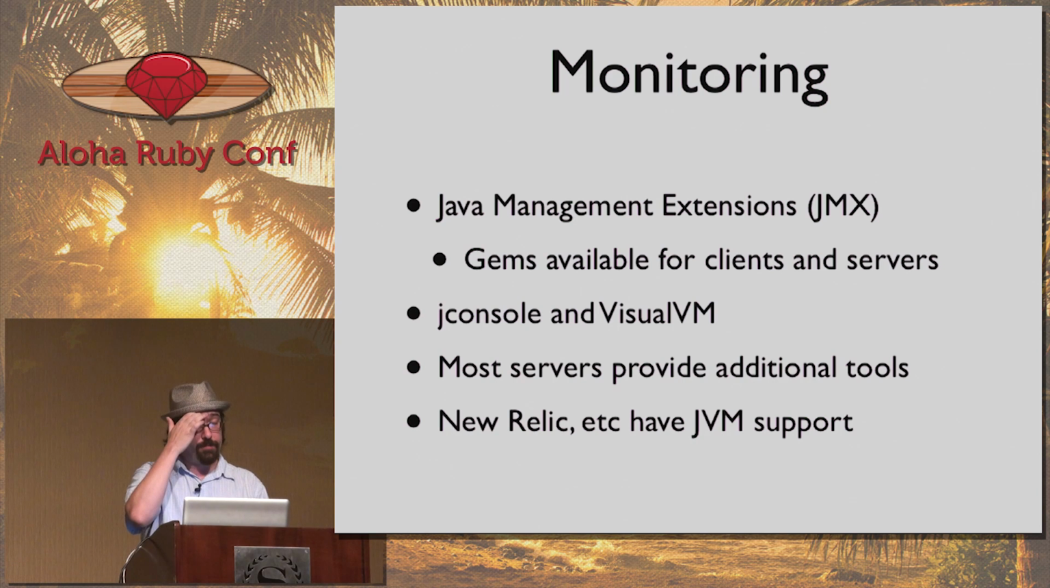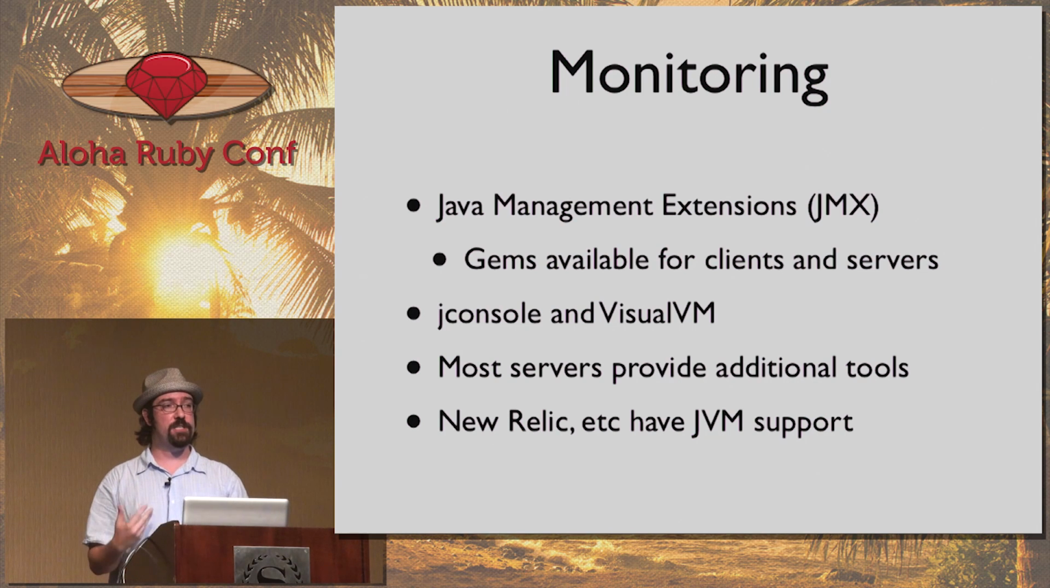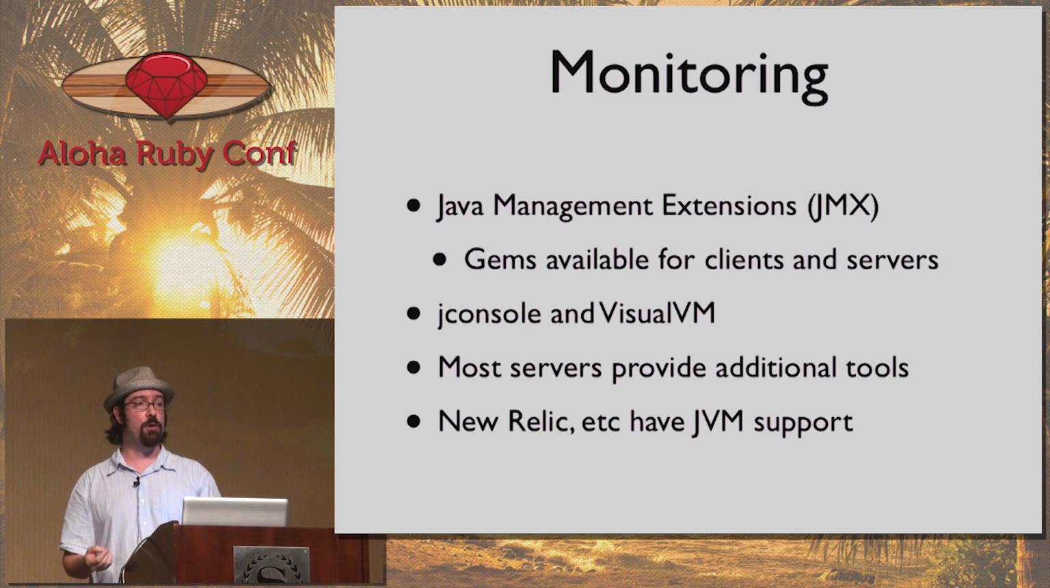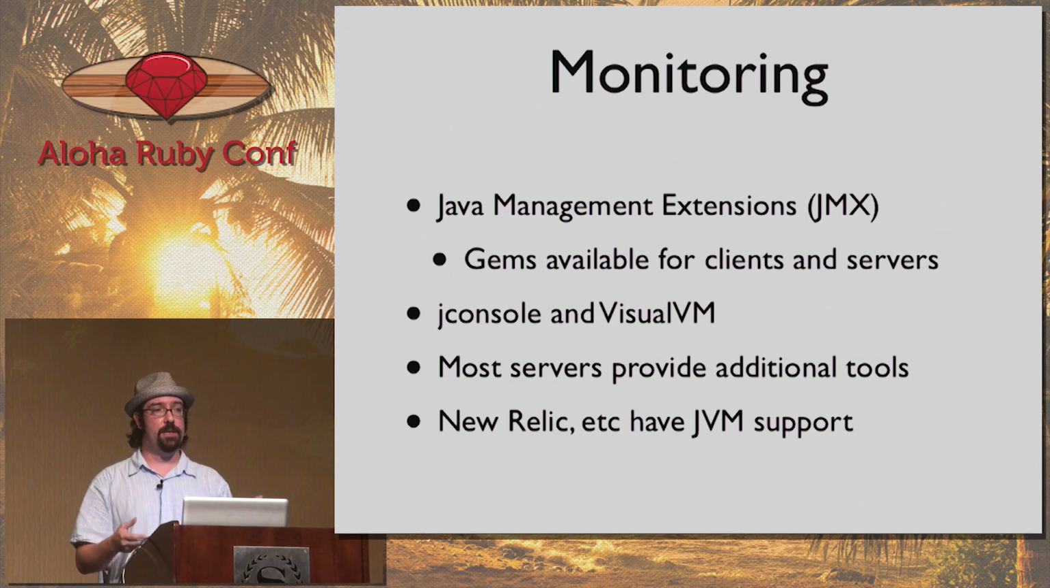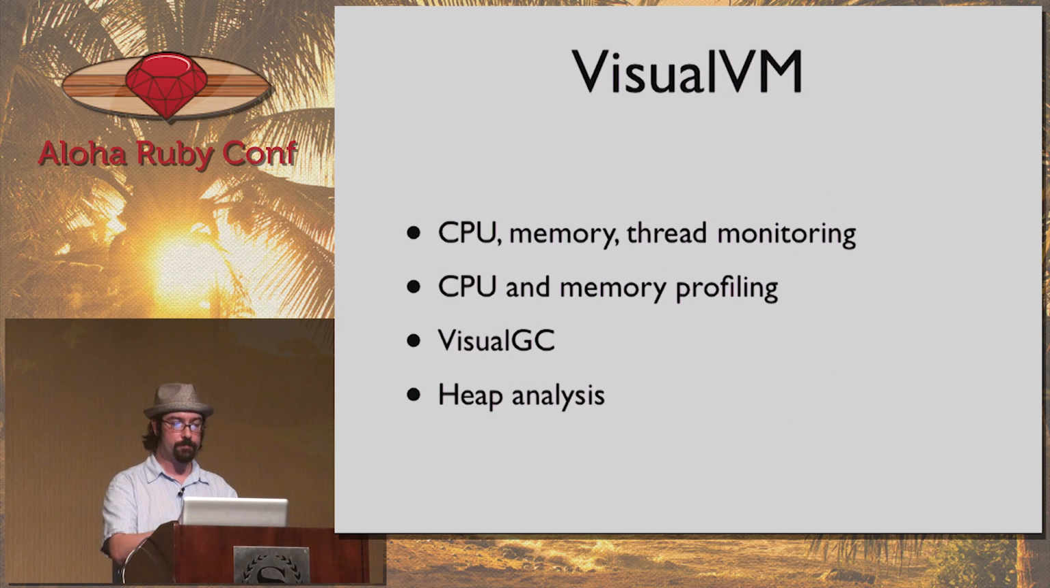JConsole and Visual VM are the typical ways that you access these. I'll show a little bit of Visual VM in a minute. And there's a lot of servers that provide additional tools, like how many requests per second you're getting in, basic profiling of request end-to-end, that you can query all remotely, and it's just a standard interface that any of these tools can access on those servers. New Relic and the other external application monitoring folks also have JVM support that's essentially built on top of this. So you can have Ruby level monitoring and VM runtime level monitoring to go with it.